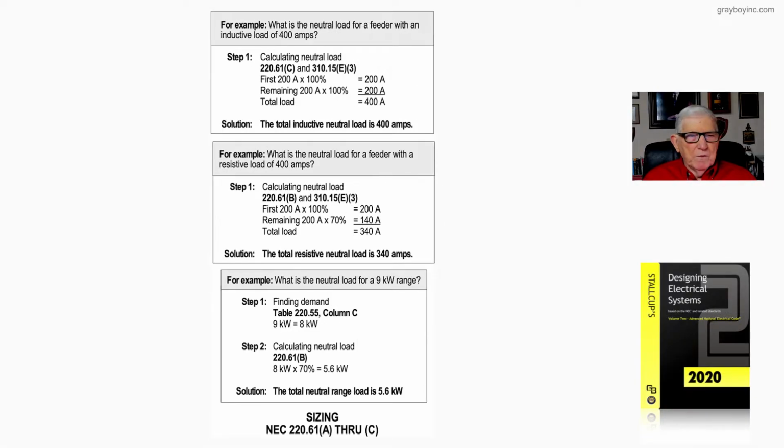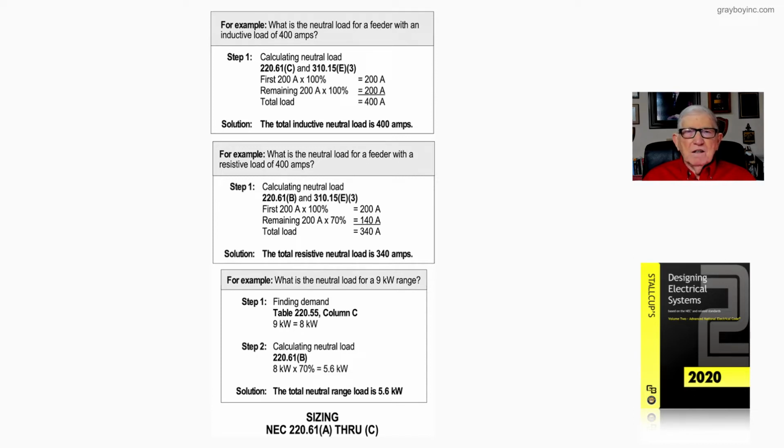Now let's review figure 15-5. It comes from Stallcup's Electrical Design Book, Volume 2. But notice we're covering neutral unbalanced loads and neutral calculations, period. Never get mixed up with unbalanced load, which is calculated in 220.61 from ground fault current.